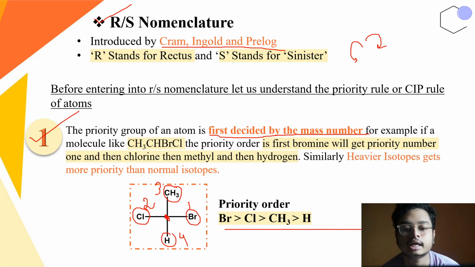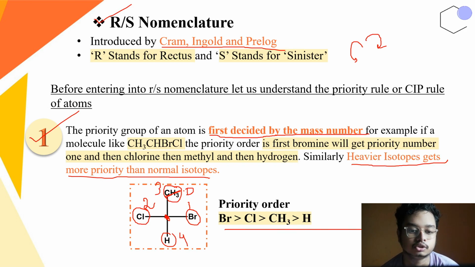Another important thing is that heavier isotopes get more priority than normal isotopes. Like if deuterium is present here instead of hydrogen, deuterium has a higher mass than hydrogen, so it will be third, and hydrogen will be the fourth priority group in this system.